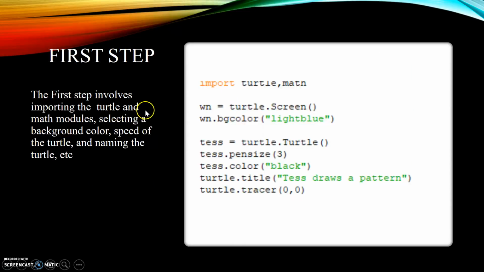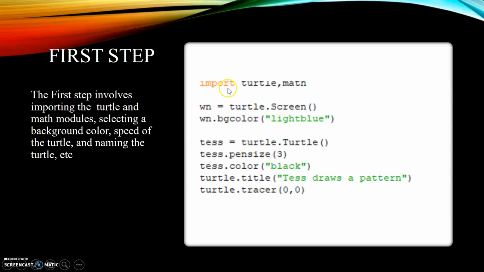Okay, so the first step in creating this type of pattern is to import the turtle and math modules. I'm importing turtle to get the whole screen and the window and the background to work, and then I'm importing math for any calculations that I might need. Then I use the turtle module to select the background color, the speed of the turtle, and to name the turtle.